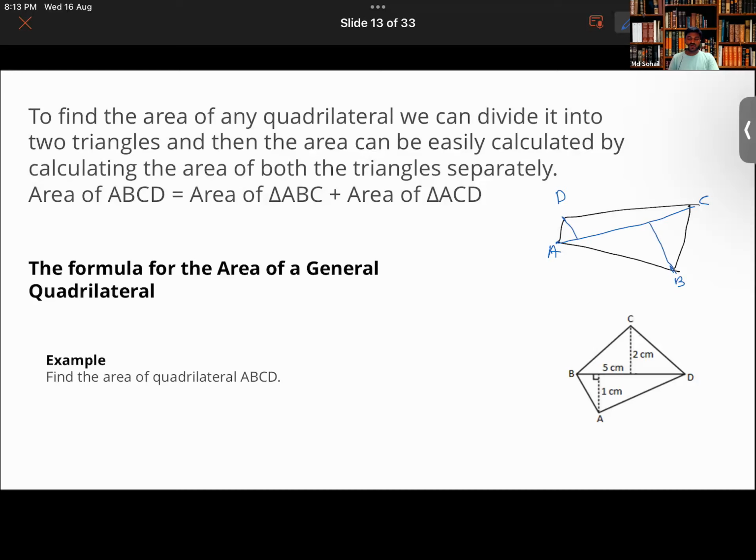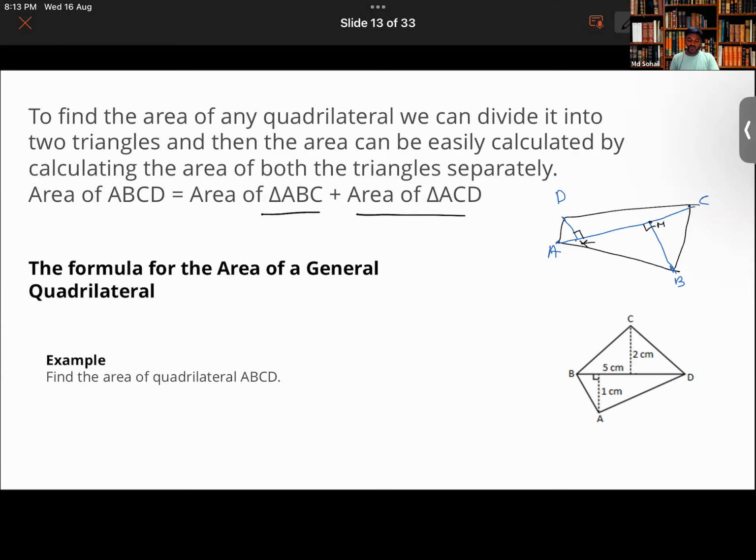Why are we doing this? Because we know the formula to find the area of a triangle is half multiplied by base multiplied by height. So this perpendicular drawn from the opposite vertices will serve the purpose of height. Let's call the feet of the perpendiculars K and M over here. So the area of this figure will be area of triangle ABC plus area of triangle ACD.